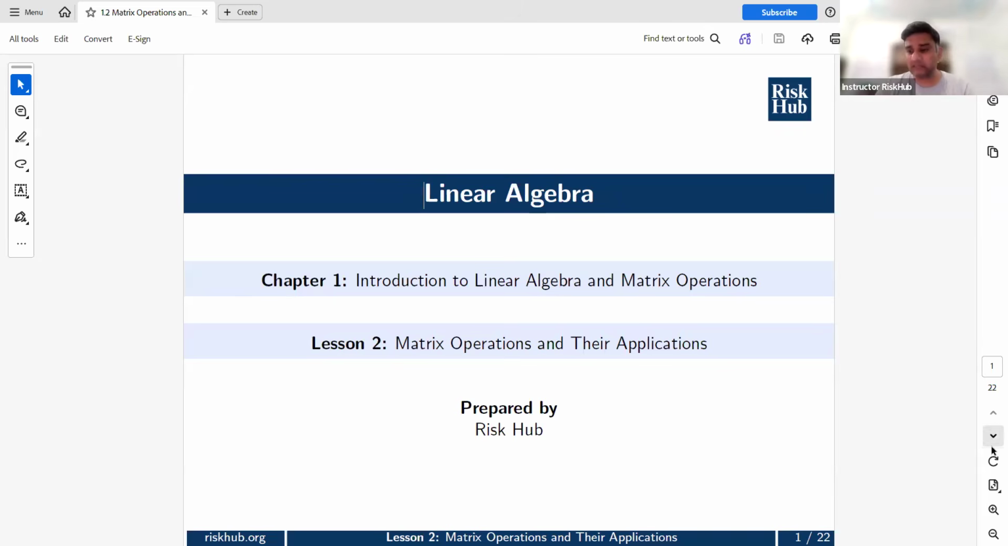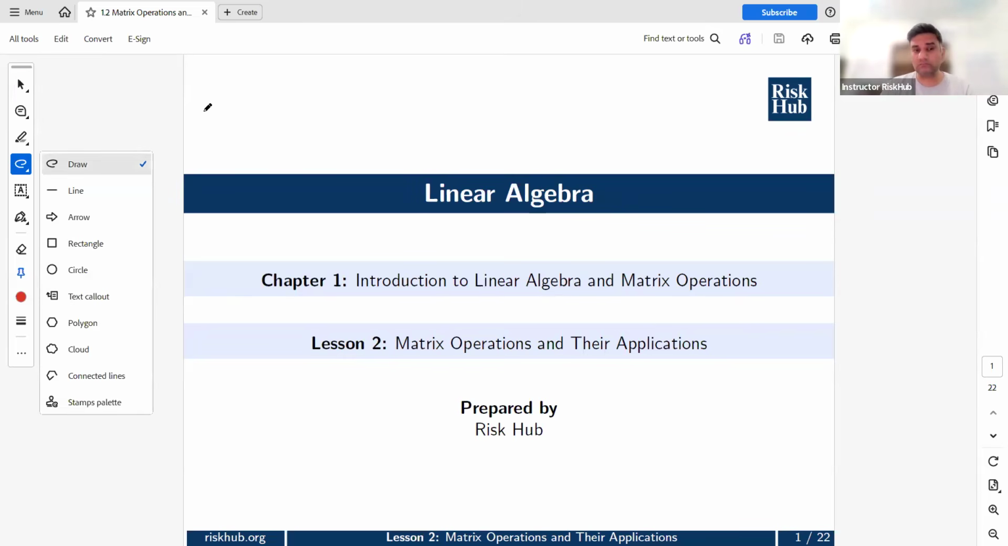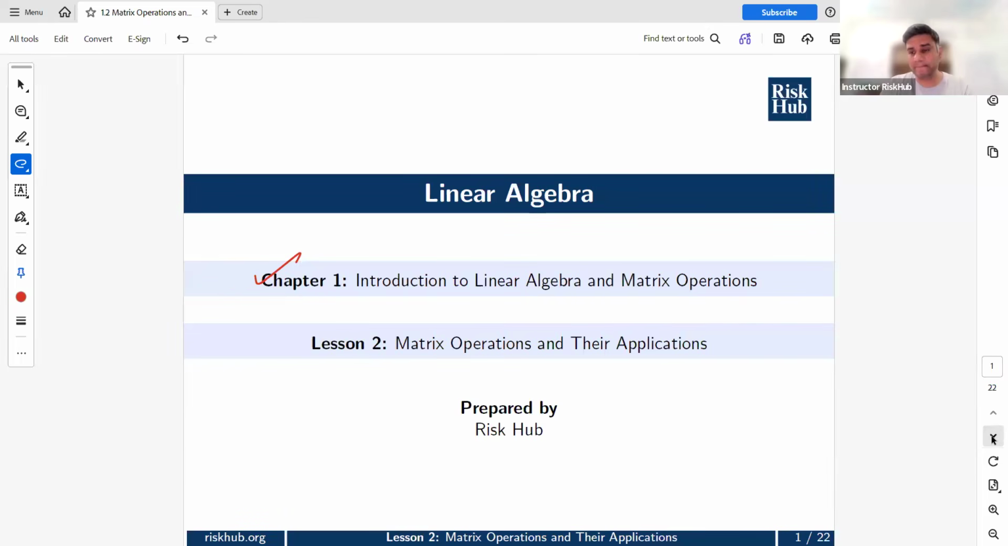So let's dig deeper, guys. Let's try to understand that. That's the objective of this chapter. That's what we are trying to achieve. Okay, so without wasting any time, let's dig deeper.